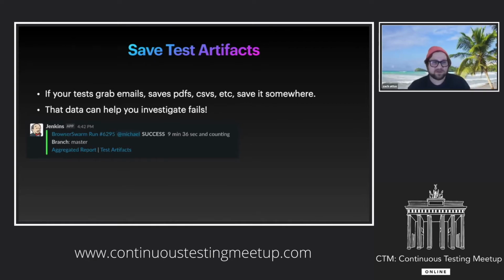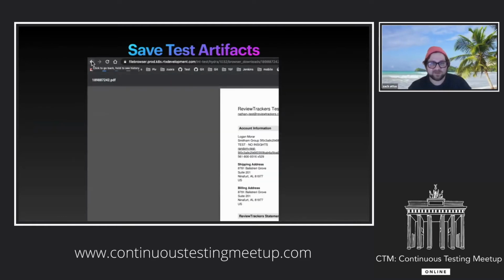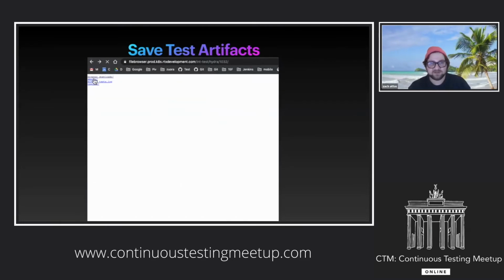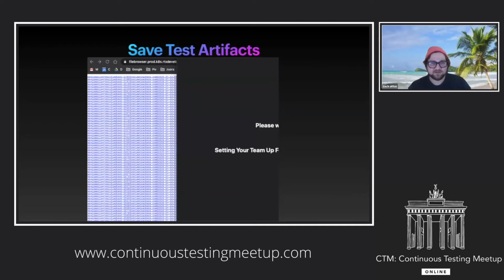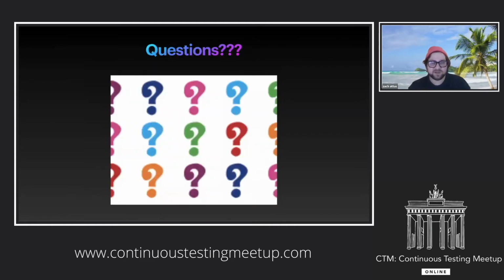This is an example of a test run that we have at Review Trackers. We use Slack for kicking off tests, and the Slack report will give you a link to the Jenkins console log. It'll give you a link to the HTML report, and it'll give you a link to the test artifacts, which is all those PDFs, CSVs, etc. Here's a GIF of me logging into the file server, and I'm looking at the PDF that was downloaded and looking at all the emails that are sent out. Yeah, I think this is a really valuable thing to do to, again, fail transparently.